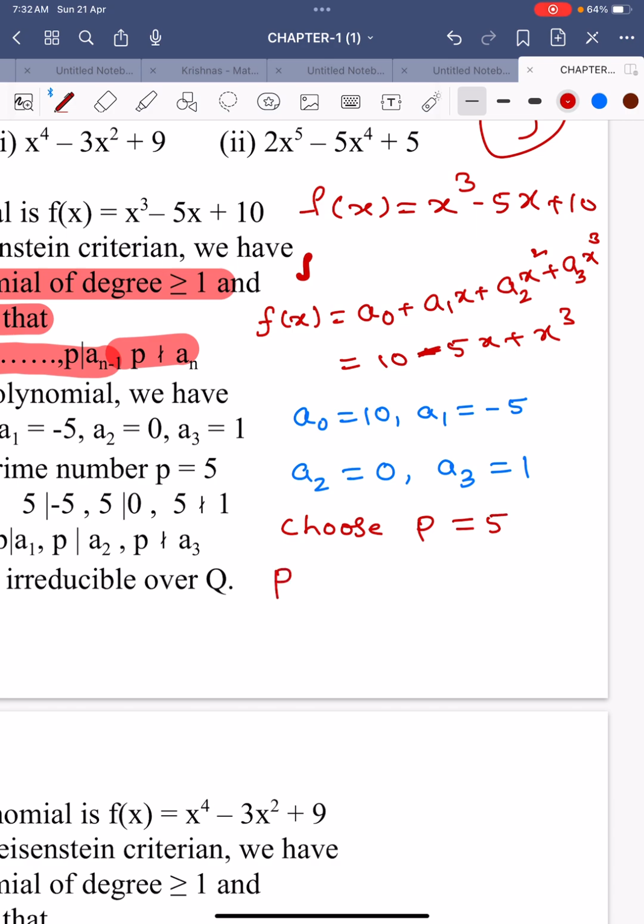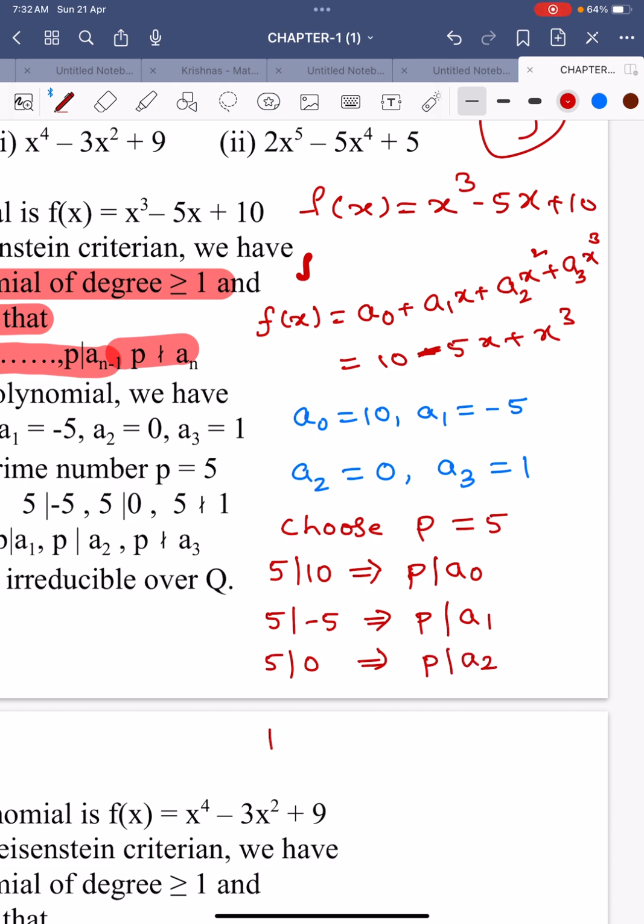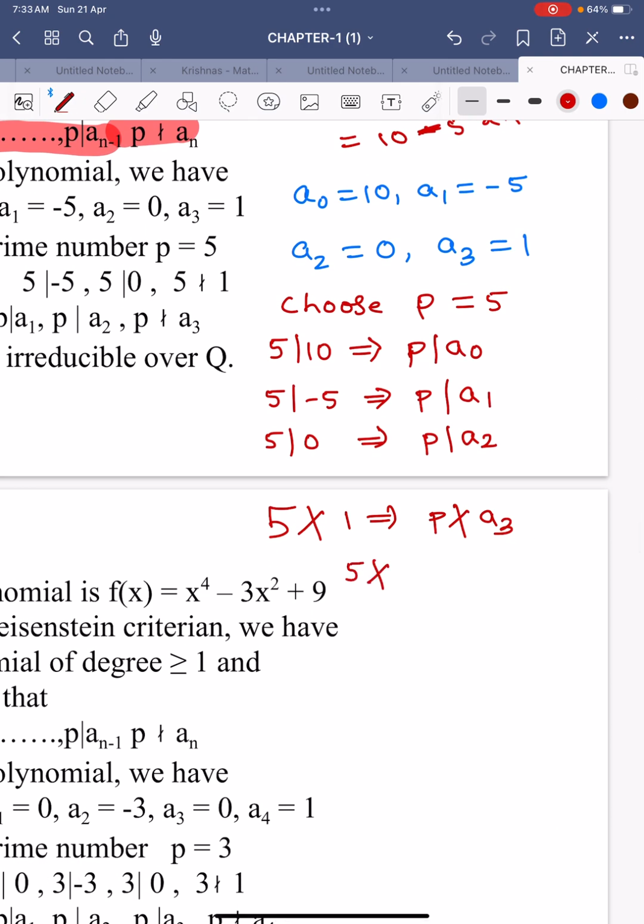It is obvious that p is a prime number here. 5 divides 10, it means p divides a naught. 5 divides minus 5, it means p divides a1. 5 divides 0, it means p divides a2. 5 does not divide 1, it means p does not divide a3. And also you observe that 5 square does not divide 10. It means p square does not divide a naught.